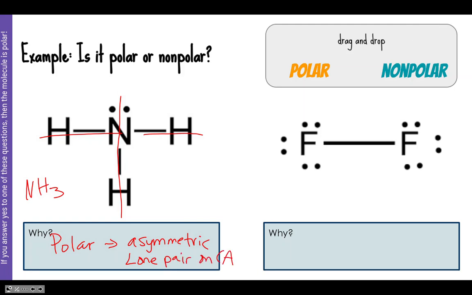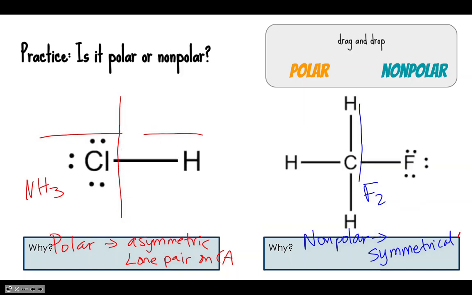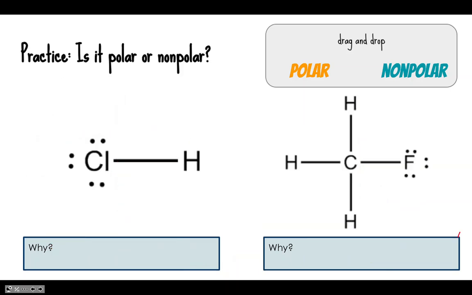Central atom. If we look here at F2, cut it down the middle. Is it the same? Yeah. This one's nonpolar because it is symmetrical. You can evenly cut it. Now let's try the next ones and you tell me. We have HCl over here. Yep, this is polar. Once again, this is asymmetric.